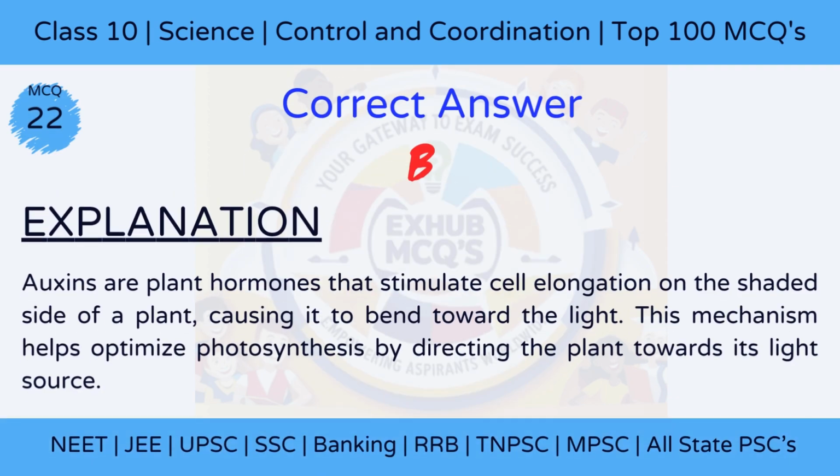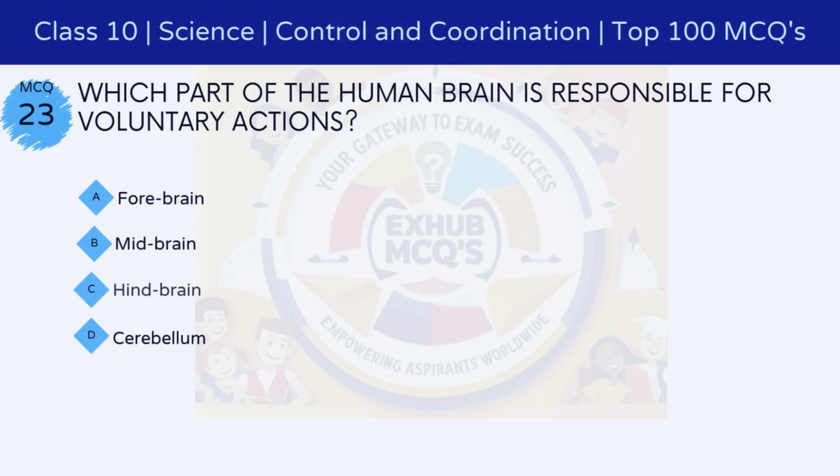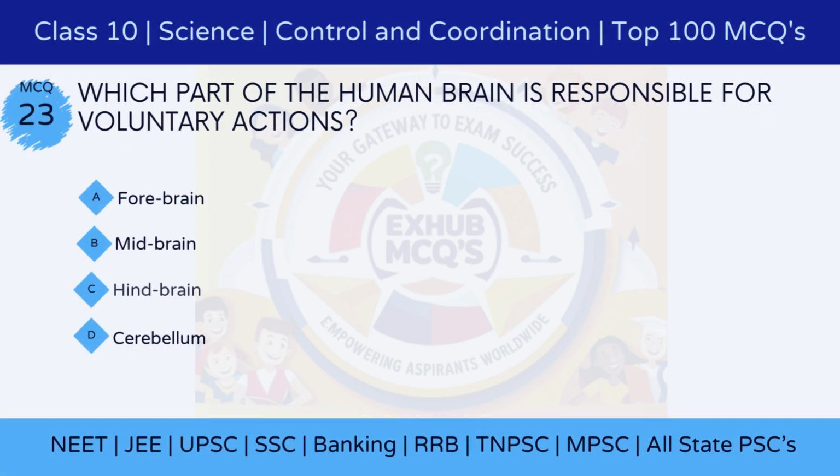The correct answer is option B, stimulate cell elongation. Explanation: auxins are plant hormones that stimulate cell elongation on the shaded side of a plant, causing it to bend toward the light. This mechanism helps optimize photosynthesis by directing the plant toward its light source. MCQ 23. Which part of the human brain is responsible for voluntary actions?